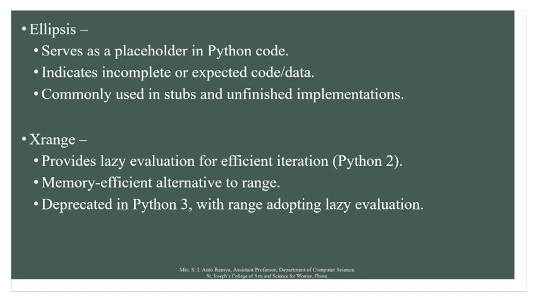Next one is ellipsis. So ellipsis serves as a placeholder in Python. It is mostly used in stubs. And next one is xrange. Xrange is actually obsolete. It is not used from Python 3. It was used in Python 2. It is just for saving memory.